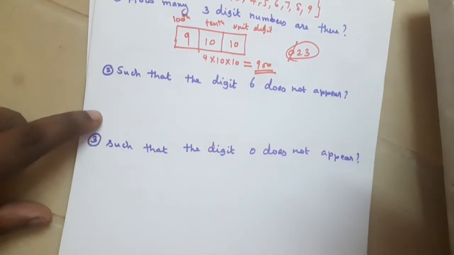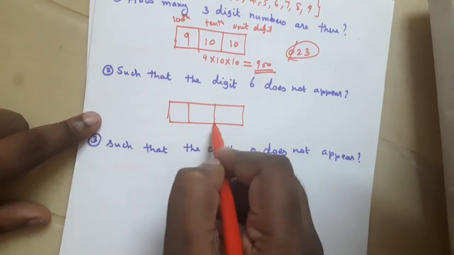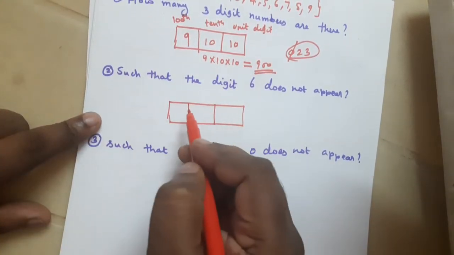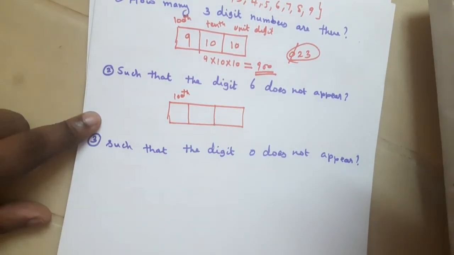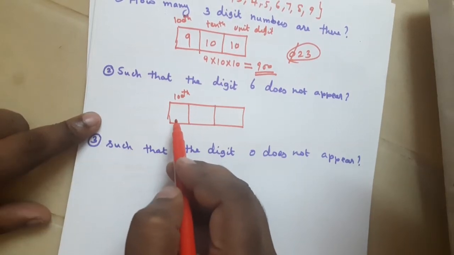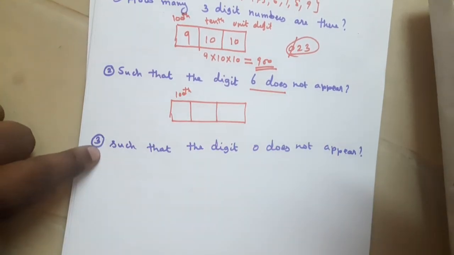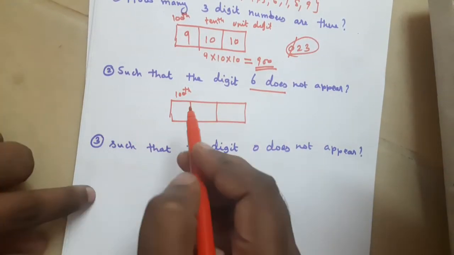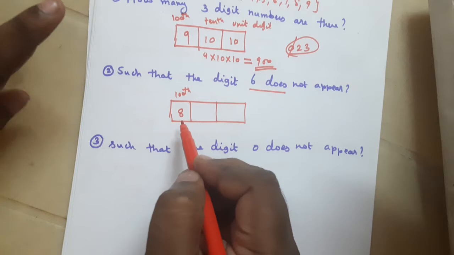Next question: 3-digit numbers such that the digit 6 does not appear. Same thing, we draw 3 boxes. In the 100s digit, how many ways are possible? 0 cannot come, and 6 does not appear.